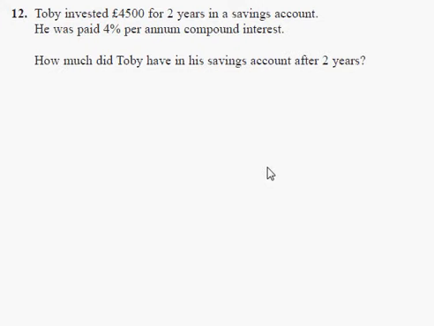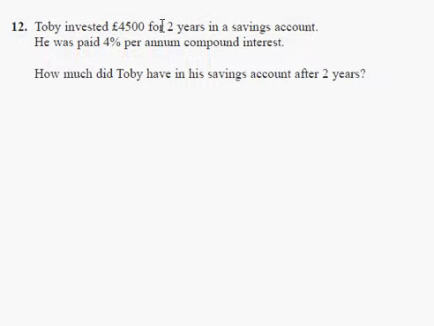Toby invested £4,500 for 2 years in a savings account. He was paid 4% per annum, which means per year, compound interest. So this isn't simple interest. Just to estimate your answer, it's going to be more than £4,500. If it was simple interest, you would just get 4% of 4,500. You would add that to 4,500 for the first year, and then you would add it again for the second year.